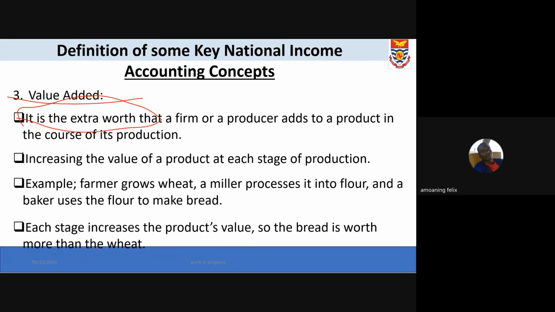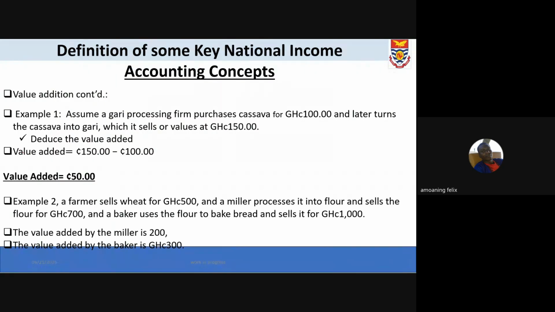So with value addition, to know the value, I gave an example. We should assume there is a Gari processing firm that purchases cassava for 100 Ghana cedis and later turns the cassava into Gari, which it sells or values at 50 Ghana cedis. If I want to look at the value added, it is just the price of the cassava minus the price of the Gari that has been processed. That's the value added, and the value addition now becomes 50.